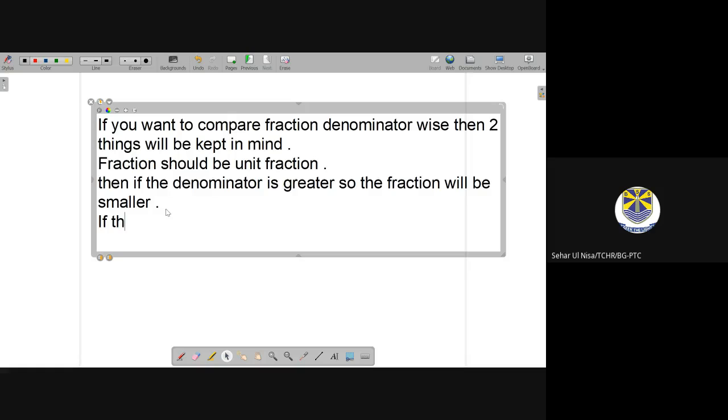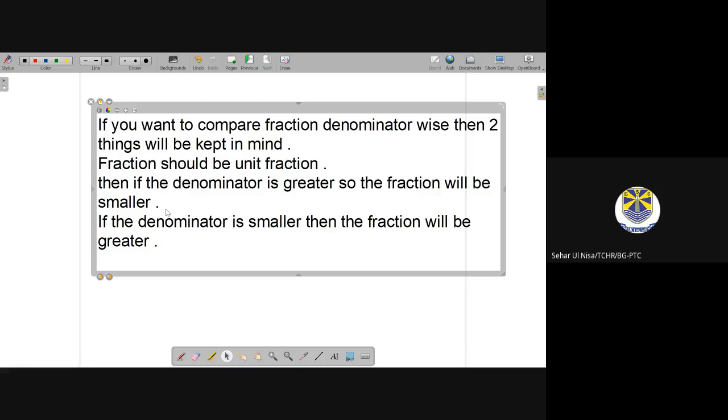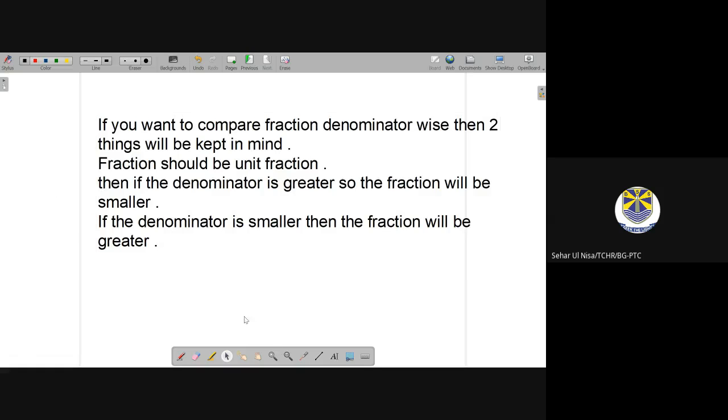If the denominator is smaller, okay, so as you can see, these are the things.